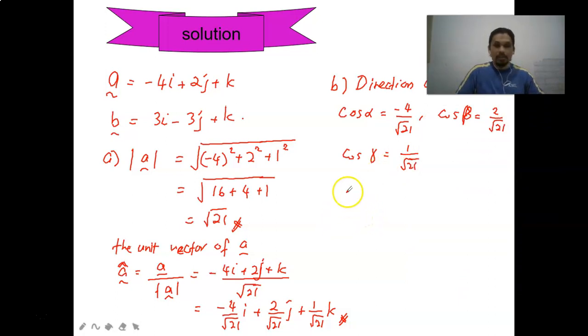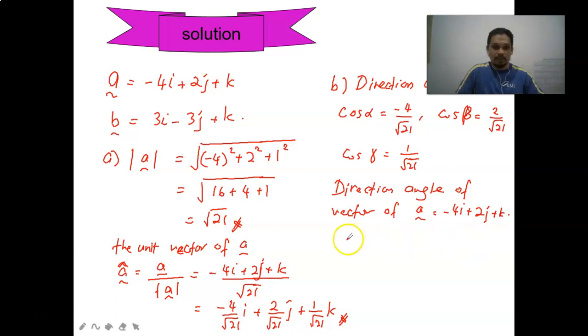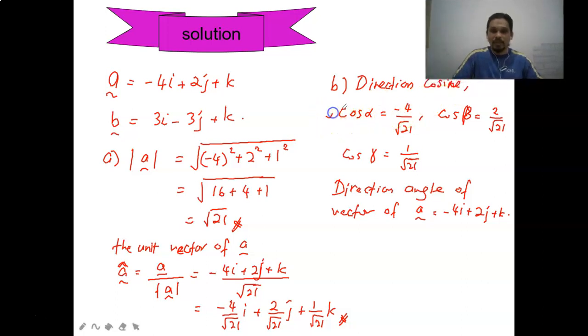Okay, so now the direction angle of the vector A, which is negative 4i plus 2j plus k. Actually, we get all the answers from here. Look at the first one: from cos alpha equals negative 4 divided by square root of 21, then alpha equals arccos of negative 4 divided by square root of 21.